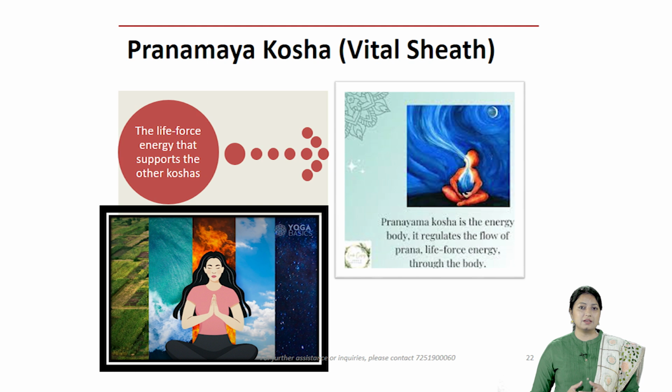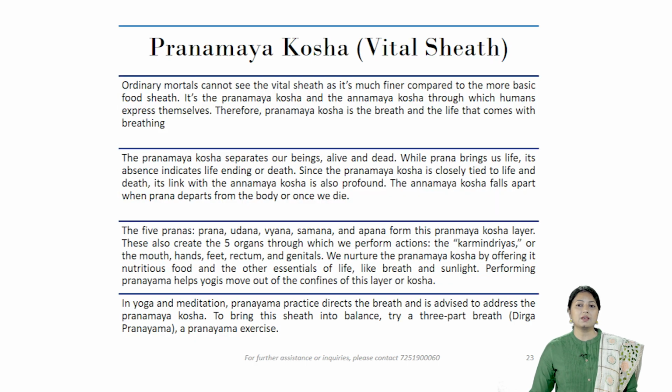The next sheath is the Pranamaya sheath or the sheath of vital life force. Ordinarily, mortals cannot see the vital sheath as it's much finer compared to the more basic food sheath. It's the Pranamaya kosh and the Annamaya kosh through which humans express themselves. Therefore, Pranamaya kosh is the breath and the life that comes with breathing. The Pranamaya kosh separates our beings alive and dead. While prana brings us life, its absence indicates life ending or death.